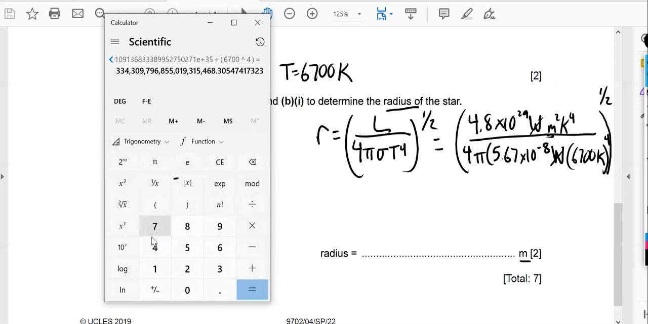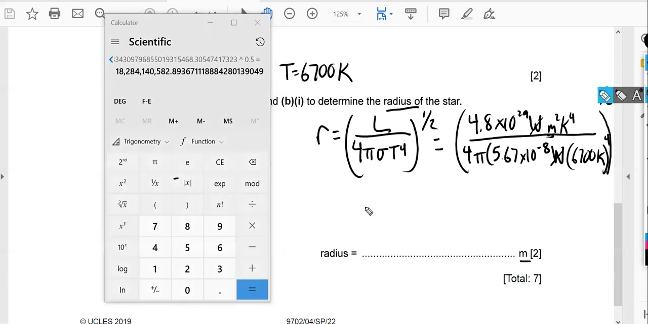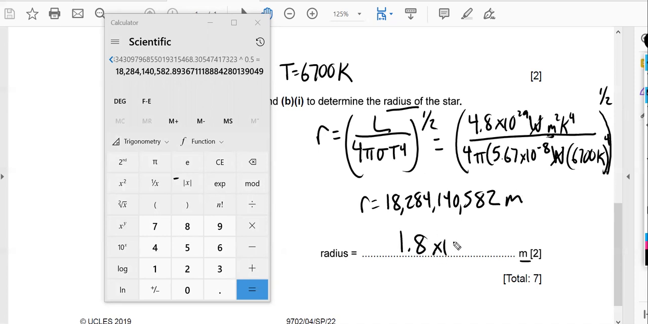And now we just need to take the square root. So I could hit this button, right? That takes a square root, but I'd rather raise it to the 0.5 power. So it's the same thing. And this is what we get. A radius of 18284140582 meters. And so let's call that 1.8 by 10 to the 10 meters.